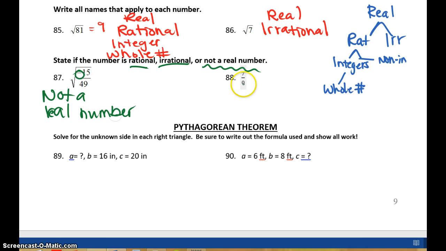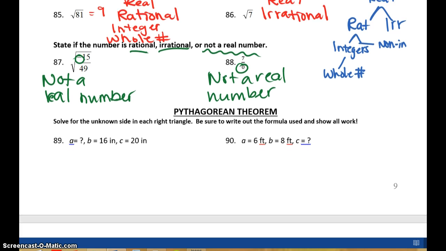For 88, we have 7 over 0. We can never have a 0 in the denominator. So again, this is not a real number. And that's all it's asking us to do. So once we write these, again, we're done. We can move on. For 89 and 90, we're talking about Pythagorean theorem.